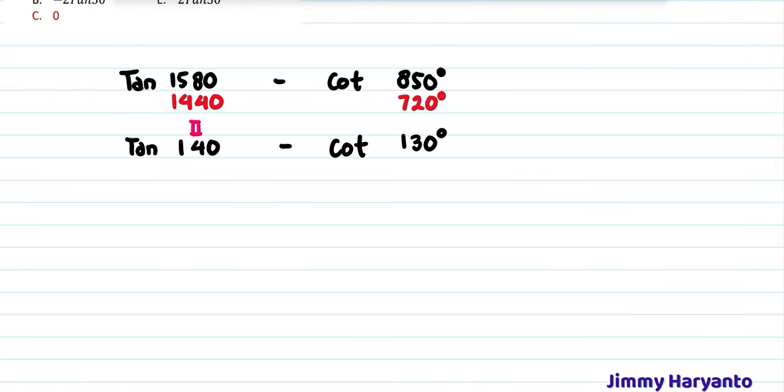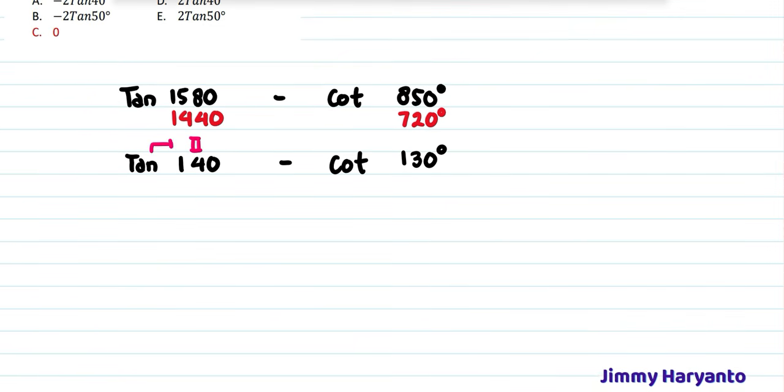140 is on the second quadrant, tan 140 will be negative on the second quadrant, and to simplify this, I think we can subtract 180 with 140. That means you will have tangent 40. Okay, this is how you calculate it. Minus cotangent. Cotangent is the reciprocal of the tangent, right? So I can rewrite it like this.